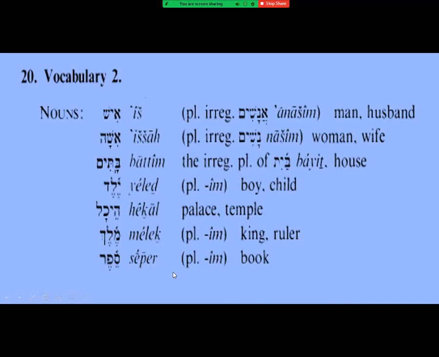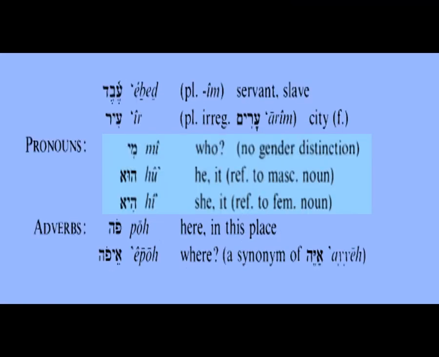All right. The word ish was for man or husband. Isha was wife or woman. Batim is the plural of house, so this is houses. Yeled is a boy or a child. Hekal is palace or temple. Melech is king or ruler. Sefer was book. Ebed was servant or slave. Ir was city, or arim is the cities. Mi was who, hu was he, hi was she. And po was here. Eifo is where.